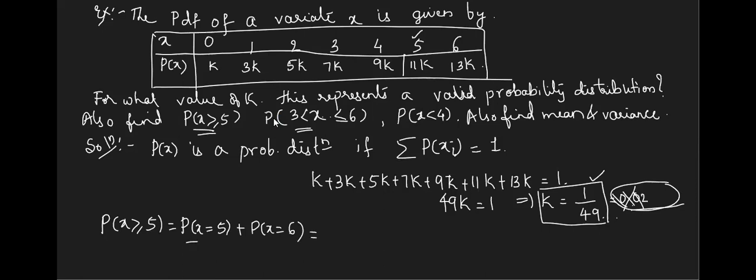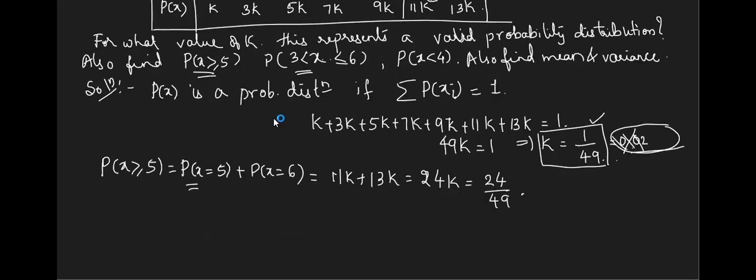Now what is the probability value for x equal to 5? For x equal to 5, it is 11k. Similarly, for x equal to 6, it is 13k. So what is the sum? 24k, no? Yeah, add it. It's not difficult. So k value is 1 by 49. You can keep it like this. Again, if you convert it to decimal, you cannot write all the digits. Keep it as 24 by 49. No problem.